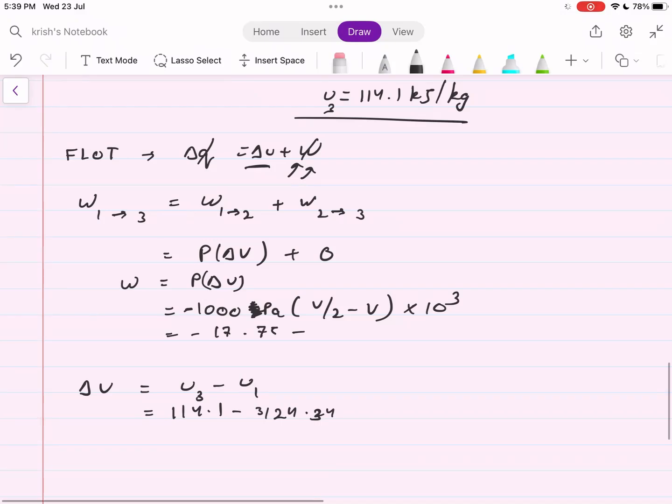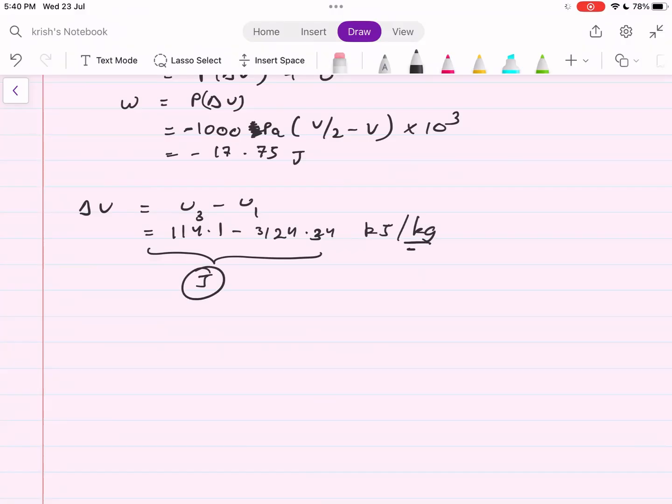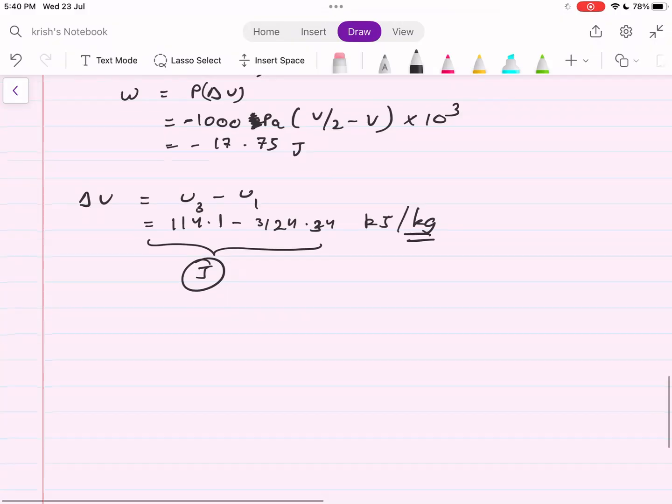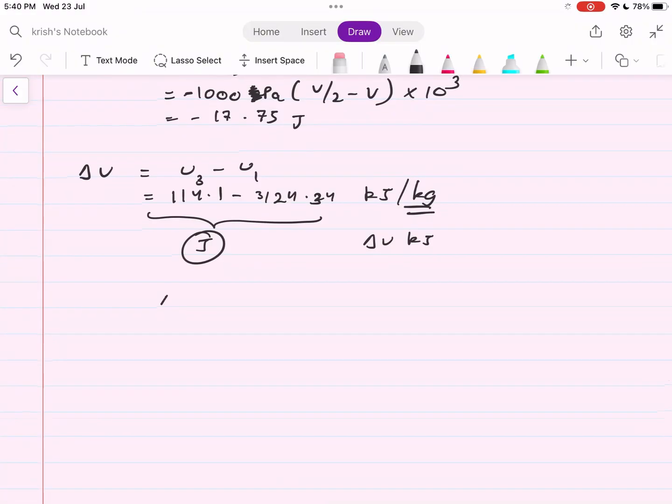Sorry. And this will come out in kilojoule, right? You will have to convert it to joule. This is kilojoule per kg, in fact. So I would also recommend that you convert it into just kilojoule, not even per kg, multiplied by mass. And then when you substitute everything, the delta Q will come out to be minus 318.7 kilojoule.